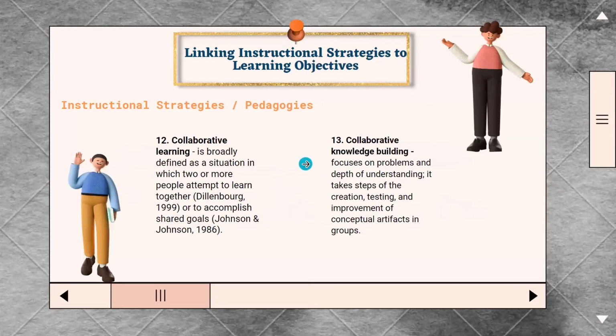Next is the collaborative learning. It is broadly defined as a situation in which two or more people attempt to learn together by Dillenbourg 1999 or to accomplish shared goals by Johnson and Johnson 1986.